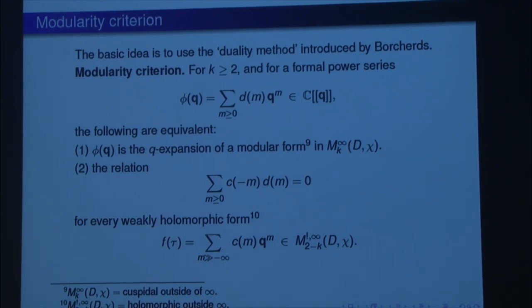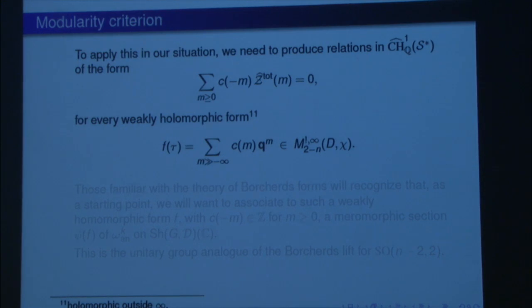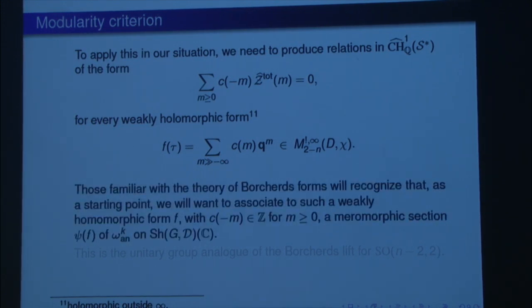Okay. So we're going to use this, where you can see that in our situation we're going to apply this to our coefficients. And here, these are our coefficients. So what we're going to need is relations of this sort in the arithmetic Chow group for every weakly holomorphic modular form of this sort. These coefficients are our m's. So this is what is going to be required. We need to show a bunch of relations like this. And those, as I say in the next part of the slide, if you know the theory of Borcherds forms, you know that given a form like this, which usually has negative weight, we're allowing a pole, so that's not a problem.